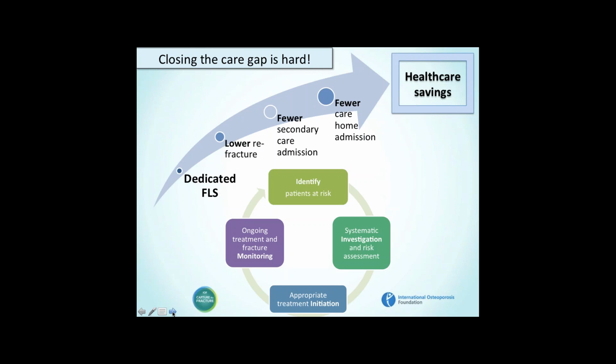The second stage is to make sure that we tailor both the bone and falls prevention therapy to the patient, so the patient starts on the most effective treatments at the beginning. And the final stage is to monitor, not only for ongoing treatment adherence for both falls and bones interventions, but also for continuing refractures and falls that may require changes in treatment strategy.